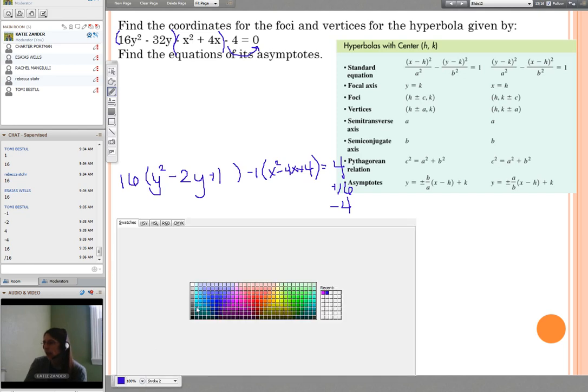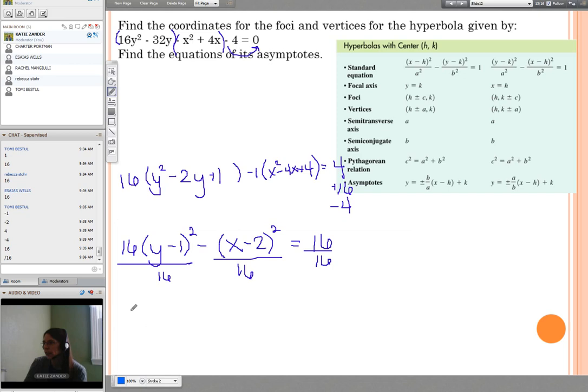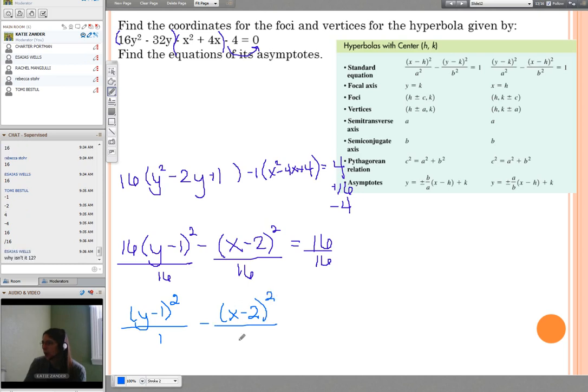So let's see what that leaves us with then. Looks like a y minus 1 squared all over 1 minus x minus 2 squared all over 16 equals 16.